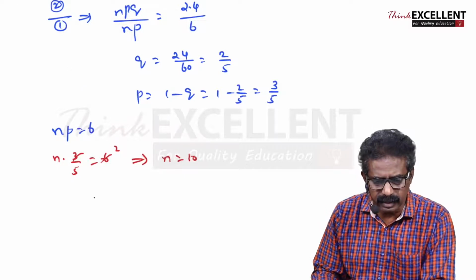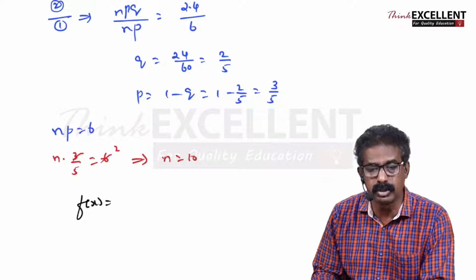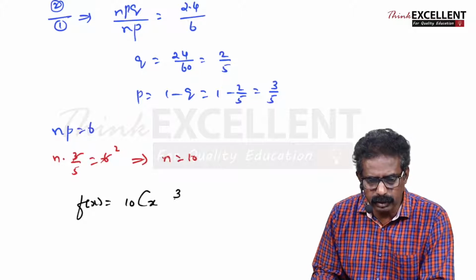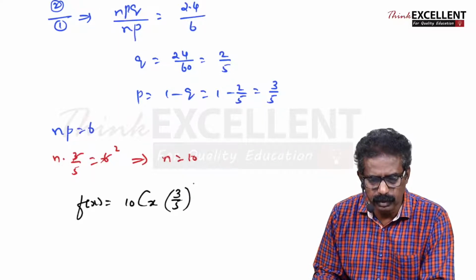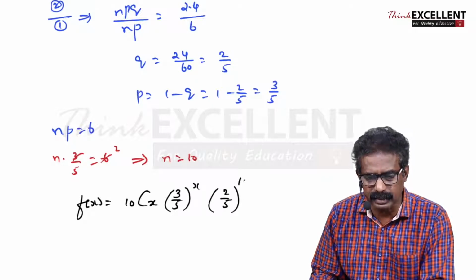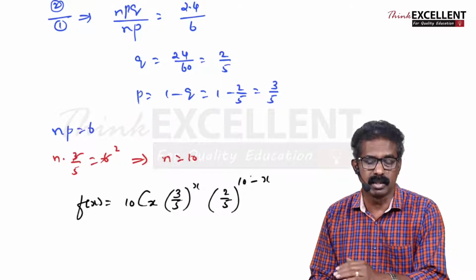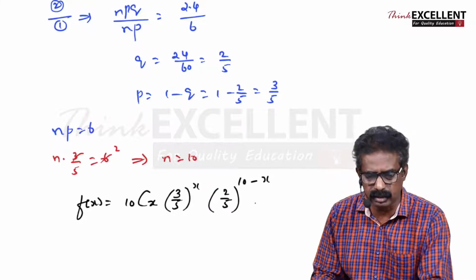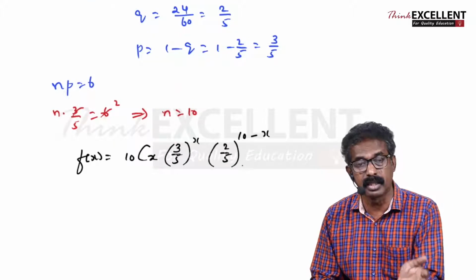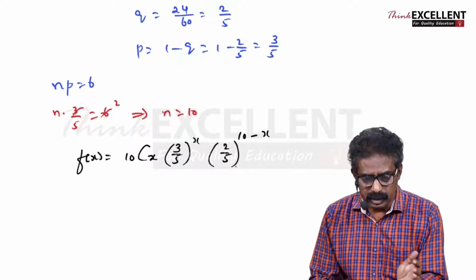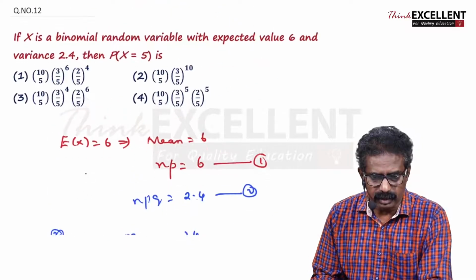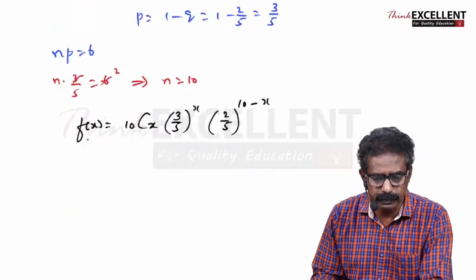You can write f of x for binomial distribution. F of x is nCx, P raised to x, Q raised to n minus x, right? So if it is a 2 mark or 3 mark question, you write the formula and write. Here I just substituted the value, right? And this is when x equal to 0, 1 up to n, and 0 otherwise. All of this you have to write.